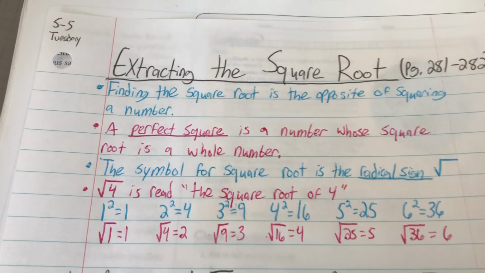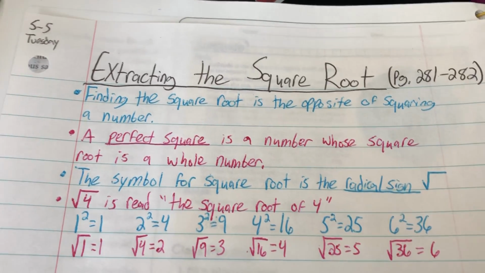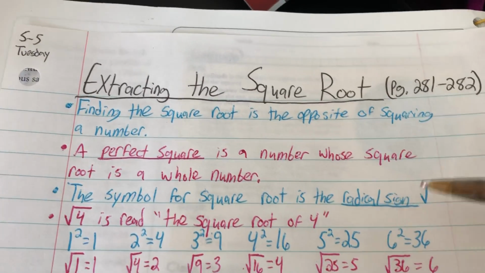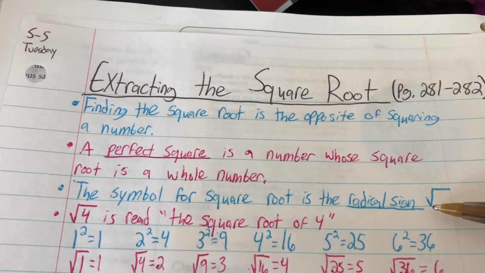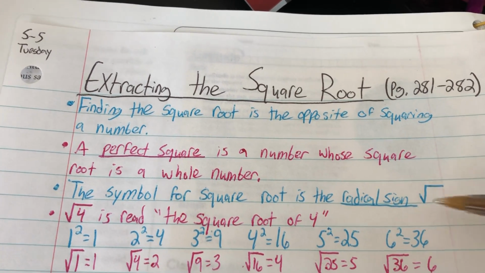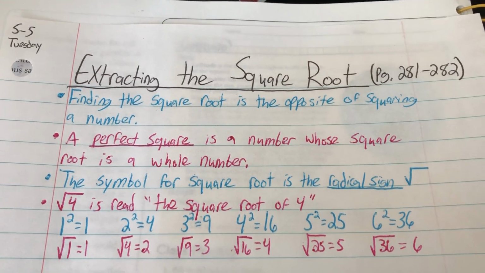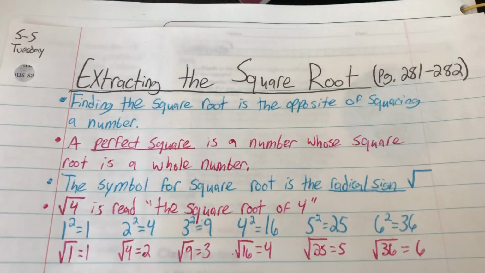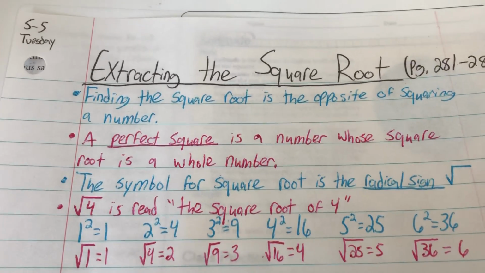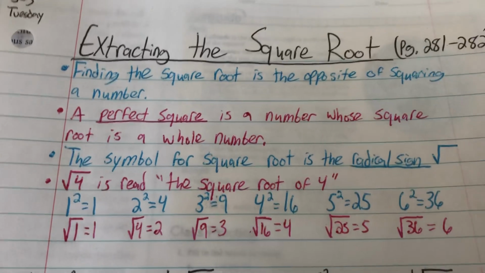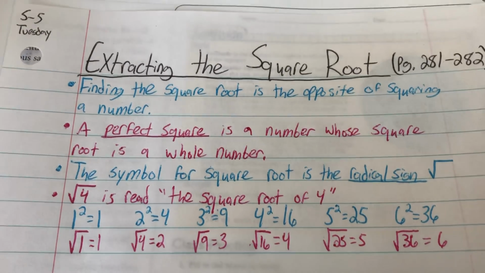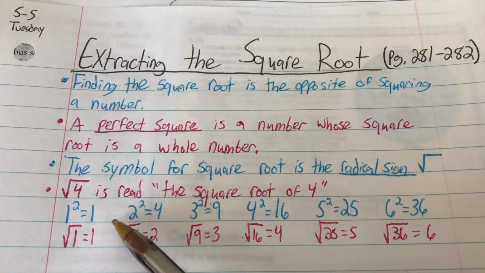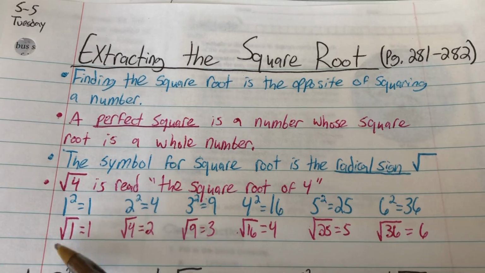The symbol for a square root is the radical sign, which is kind of like a division bar, but with a little check mark. This radical sign with a 4 is read as the square root of 4. So it gives us a few examples in the book. So 1 squared is 1. 1 times 1 is 1. The square root of 1 is 1.